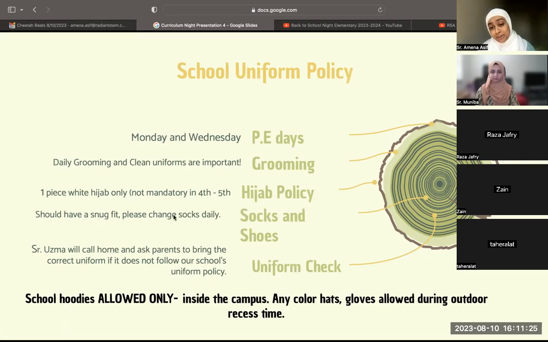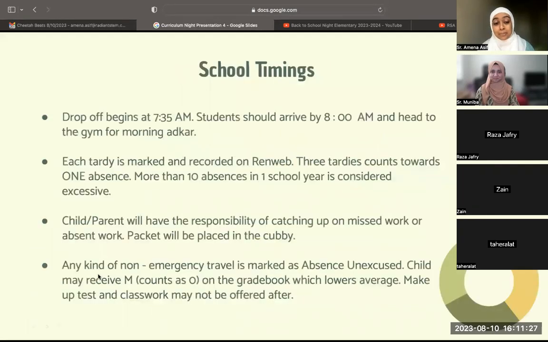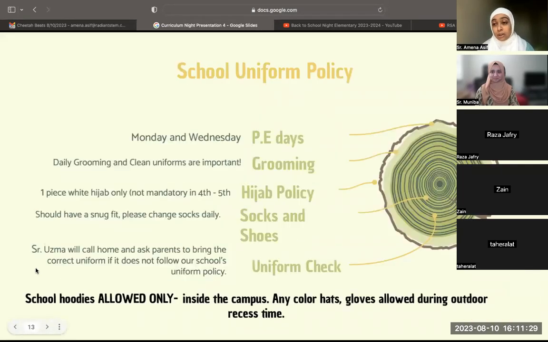And this is a special request for us. Please make sure the socks are changed daily. On our end, when kids remove shoes to do salah, it really smells bad. I'm sorry to say that, but please remind your kids that socks need to be changed and washed every day.